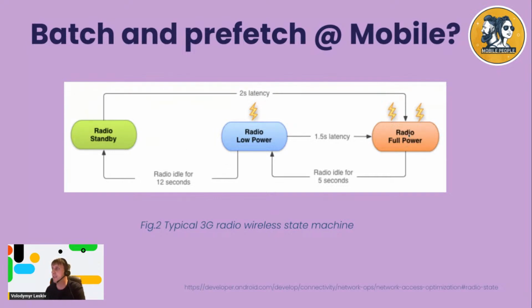On the right you can see that the radio is in full power, and it happens when you are transmitting something. For instance, you are making some HTTP request, and your radio takes full power and your battery drains, not a lot but a bit. What is interesting is that we are still in full power even 5 seconds after. It doesn't matter whether we are transmitting something or not, we are still in full power for 5 seconds. After this, we release a bit of battery and transition to the low power state. We are still consuming some battery, maybe a lesser amount.